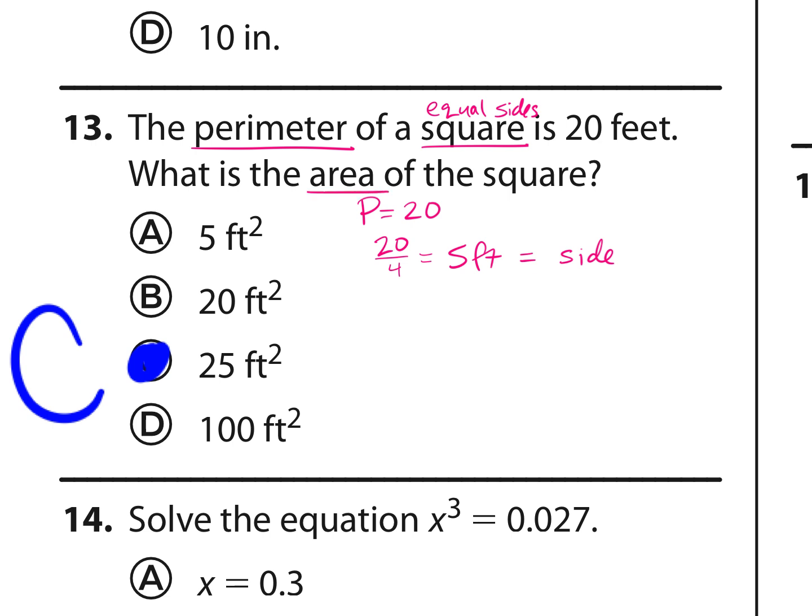Now, I want to know the area. The area of a square is the side squared. You could also say that it's length times width or base times height, but length and width are both 5. So we get 5 squared, which is 25.